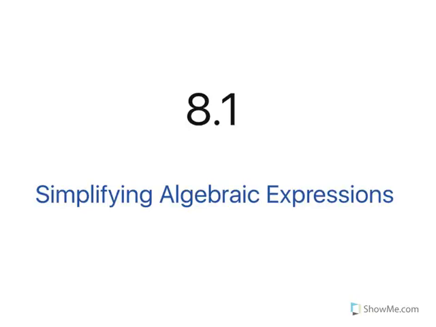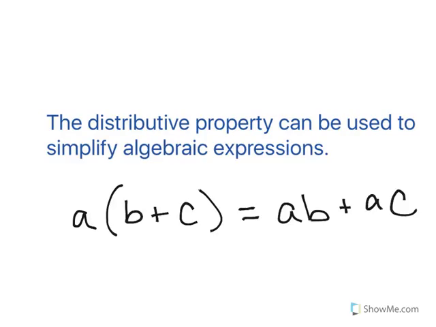This lesson is on Chapter 8, Section 1, titled Simplifying Algebraic Expressions. What we're going to be using in this lesson is the distributive property, and the distributive property can be used to simplify all these expressions. Please remember back to the distributive property with the coefficient out in front, or that number out in front of our parentheses. We're going to be multiplying that number to both sets of numbers inside the parentheses.